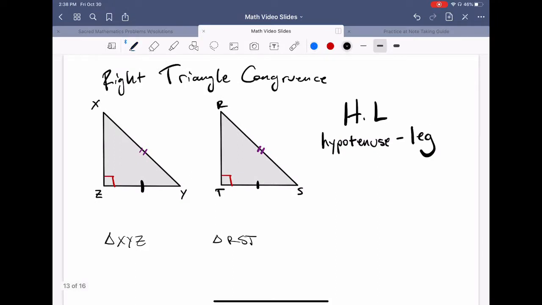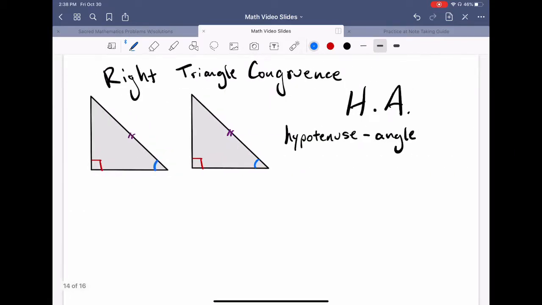Next, we have hypotenuse leg. The hypotenuse is marked congruent for both right triangles and a corresponding congruent leg. This is similar to the first congruence postulate we looked at, which was leg. I can use the Pythagorean theorem. If I don't know what B is, but I know A and C, I can solve for B. And it's going to be the same in both triangles. Therefore, those two triangles are congruent. This is also a special case of side.